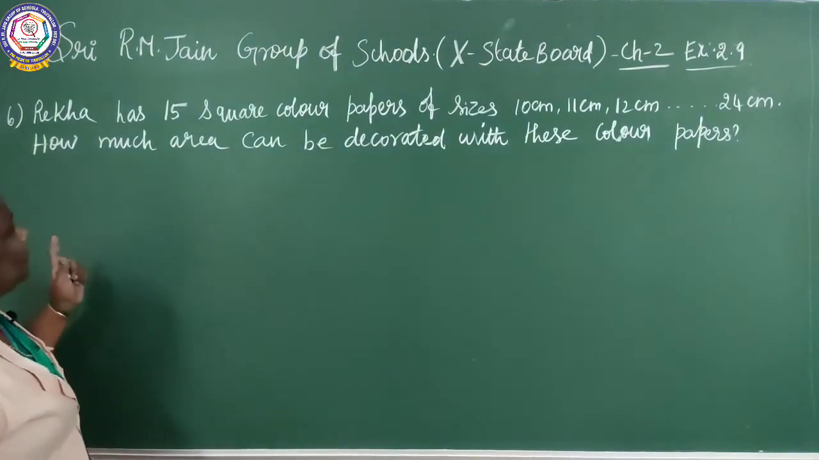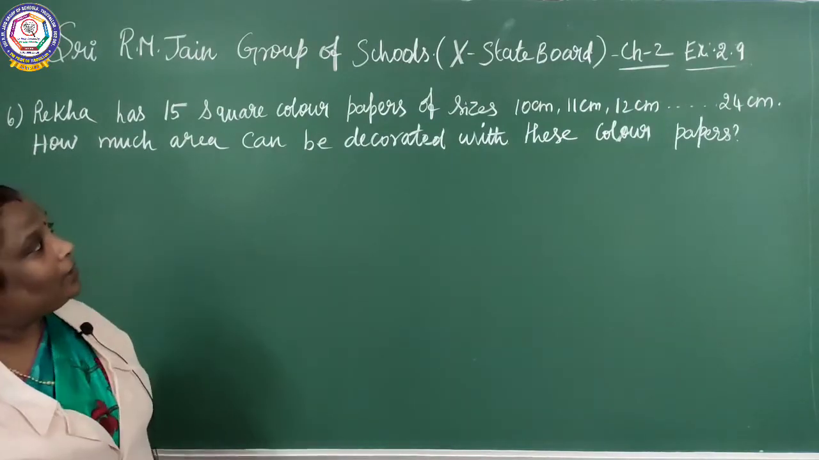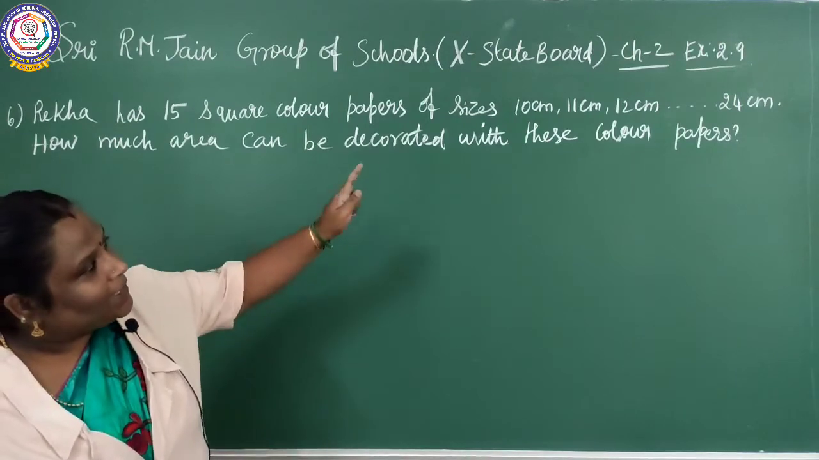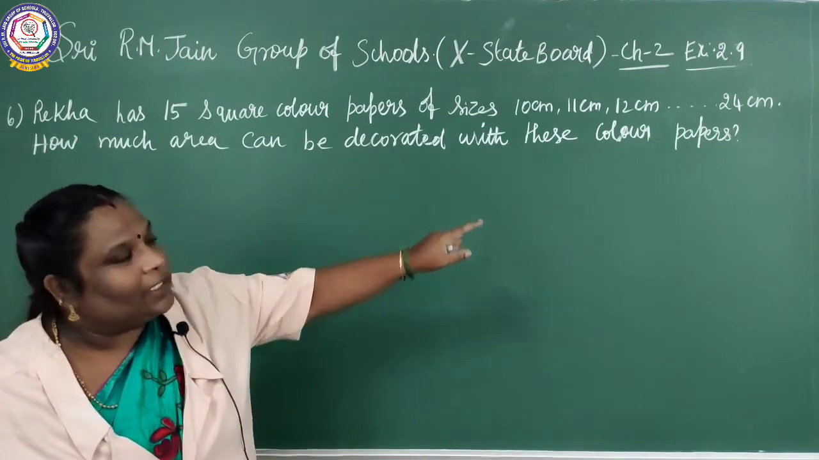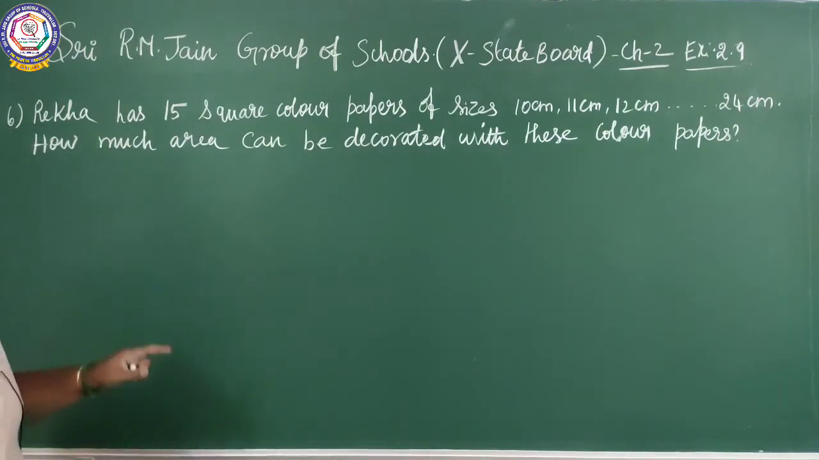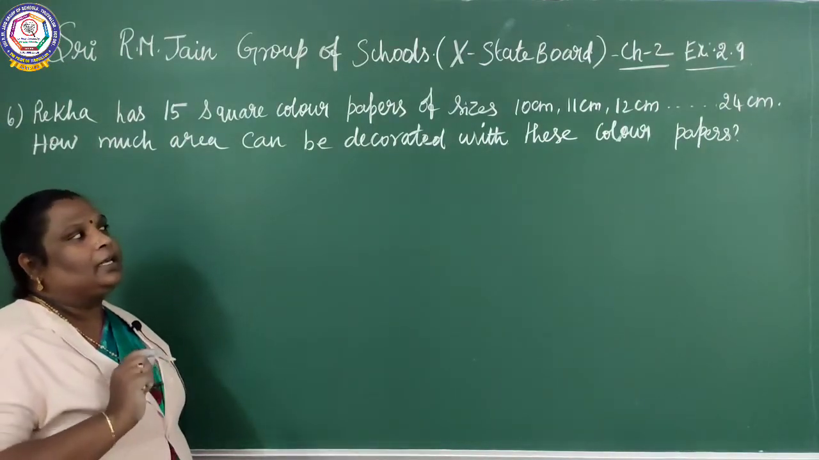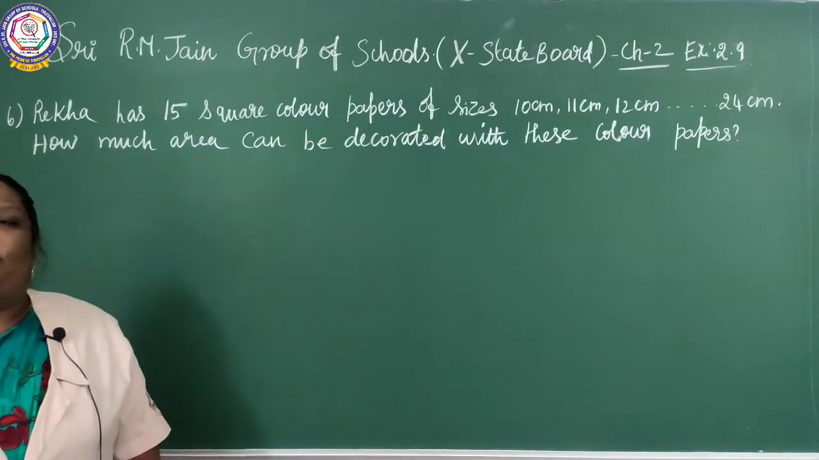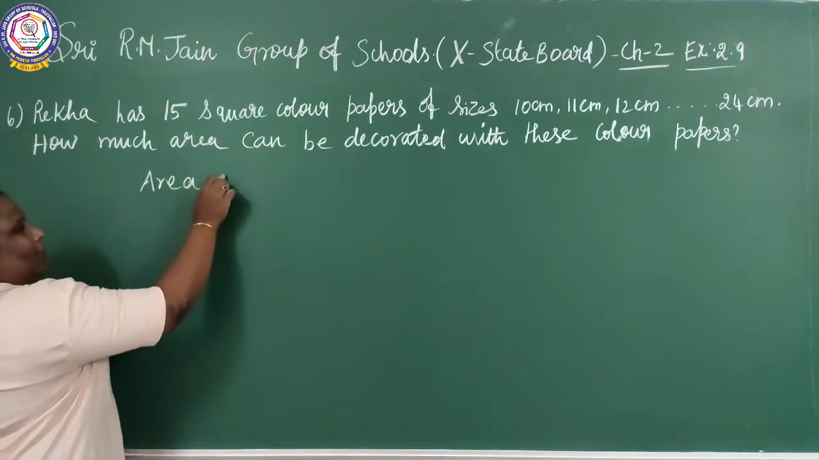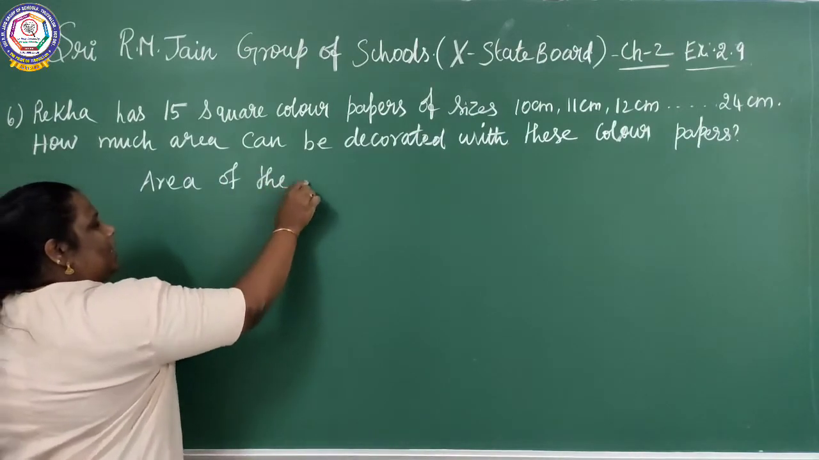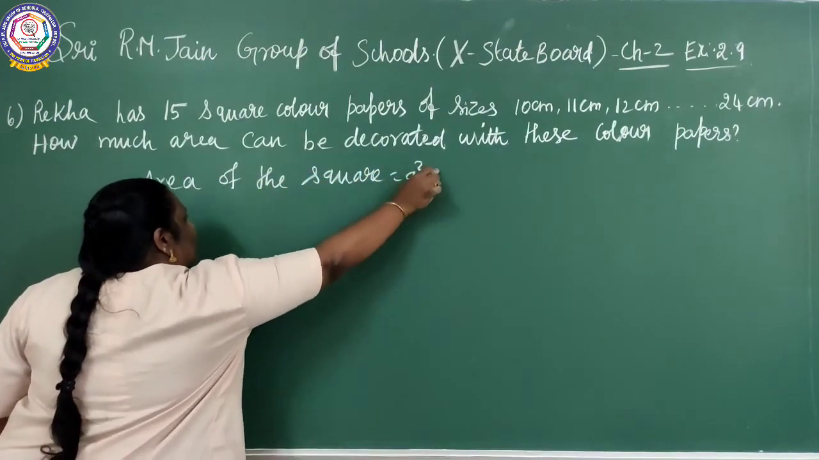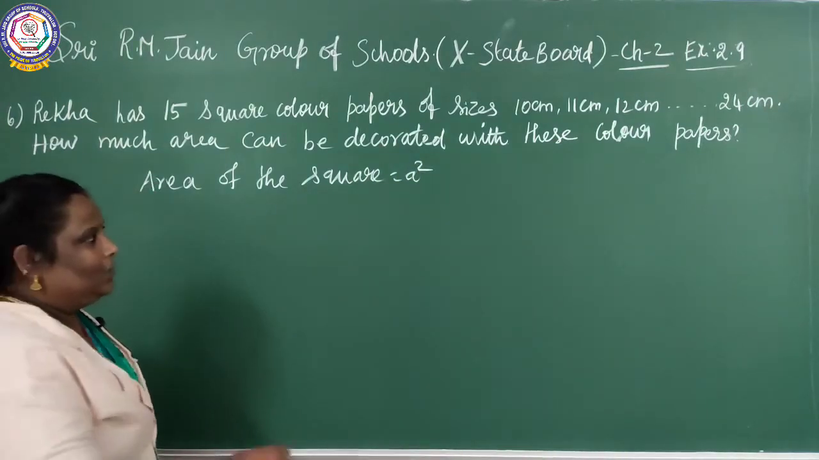See here, Rekha has 15 square color papers of sizes 10 cm, 11 cm, 12 cm, etc., up to 24 cm. How much area can be decorated with these color papers? Square. What is the formula for the area of the square? Area of the square equal to a square square units.